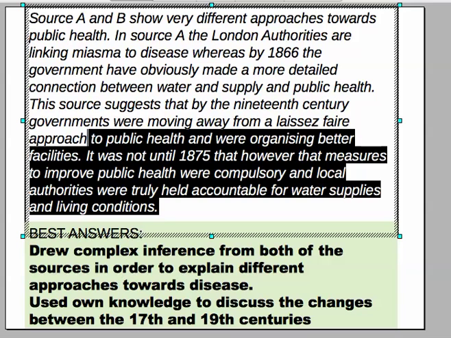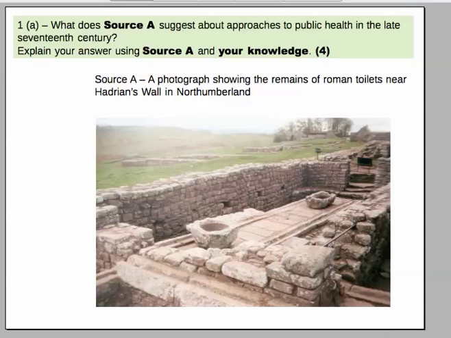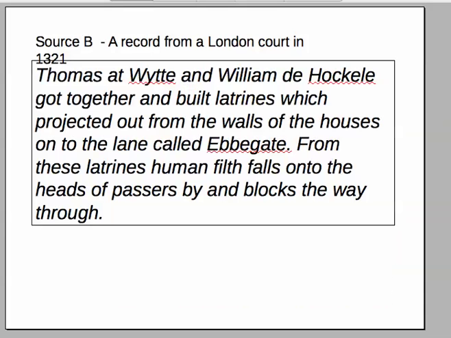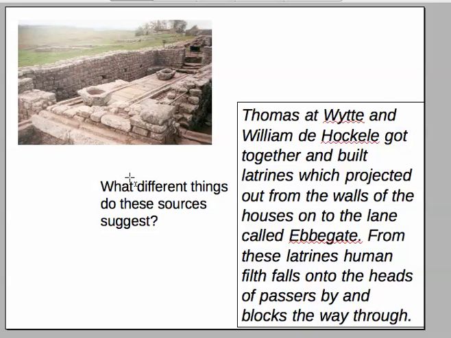So if that's how to do it, what I want you guys to really have a go at now is to practice. So here's that source A again that you practiced last time. If you need to, just pause the screen, you can have a quick look at it. Moving down the slide, here's your next source B. This is a court record from London in 1321, so the medieval period. And all you've got to say really is an answer to this question. You're really looking to think, what different things do these sources suggest?